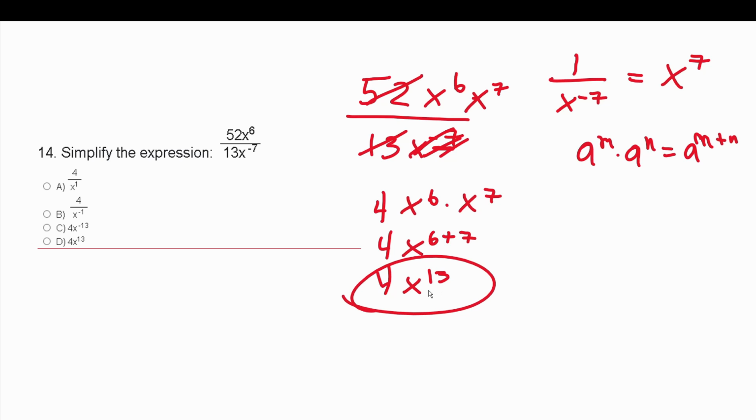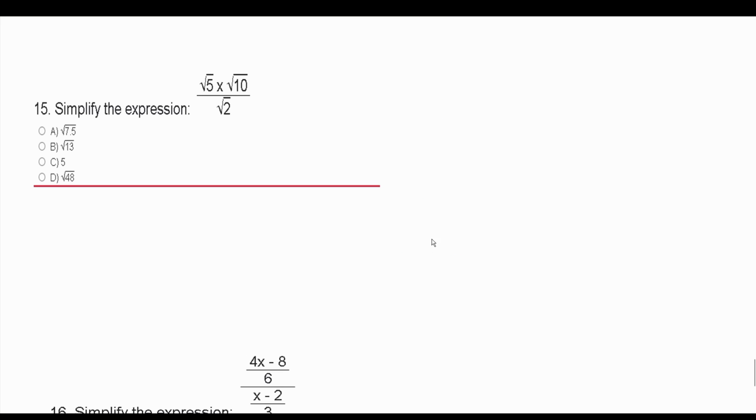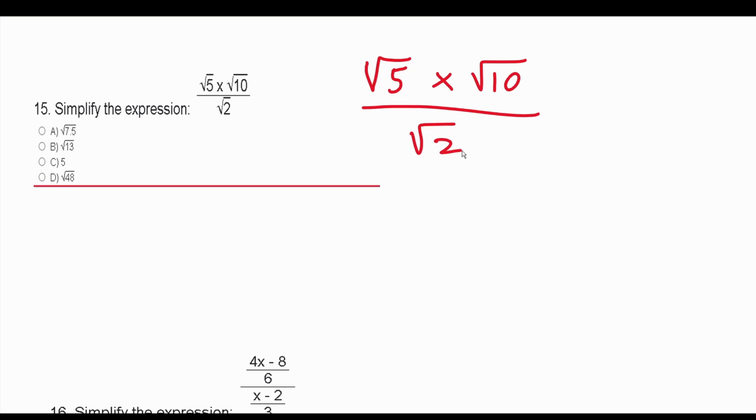So this reduces to 4x to the positive 13, which of course is d. So that's that one. All right, number 15 says simplify the expression. We have square root of 5 times the square root of 10 over the square root of 2. So let's copy that down. We have the square root of 5 times the square root of 10 over the square root of 2. And let's try to simplify this.